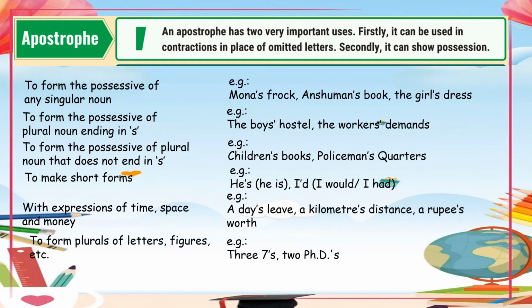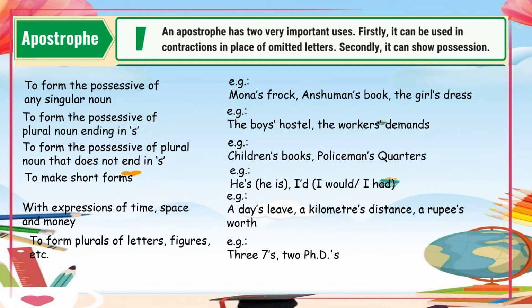Apostrophe. Just before, I said in question tag, one of the rules was in question tag we use it. Other rules: in possessive of any singular noun. Mona's frock. Okay, it's possession. Whose frock? Mona's frock. So Mona, apostrophe S. To form possessive of plural noun. It was singular earlier, now it's plural. Boys. Boys is already plural, but I have to make it in possessive form. So after writing boys, I'll put an apostrophe to make it possessive.